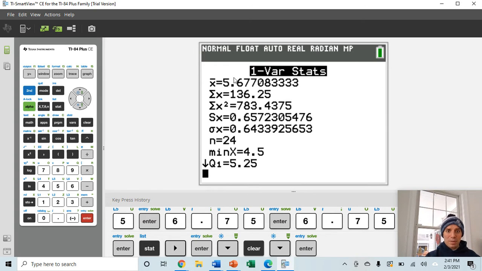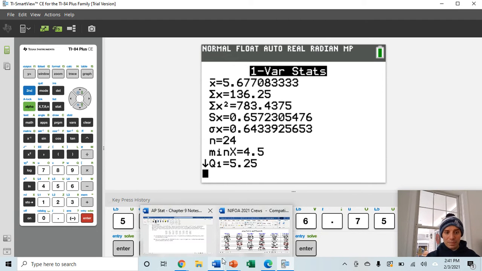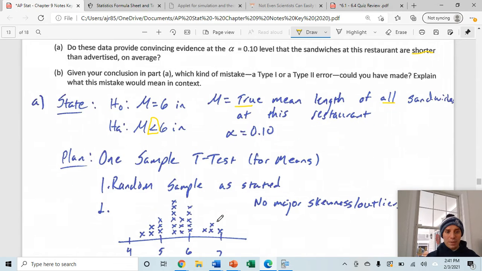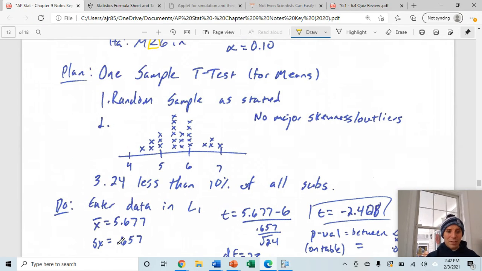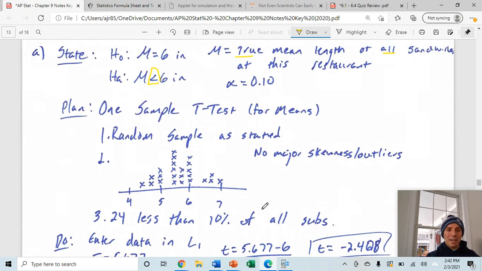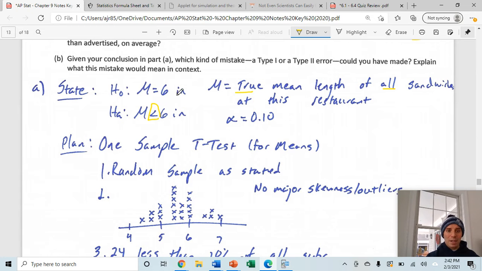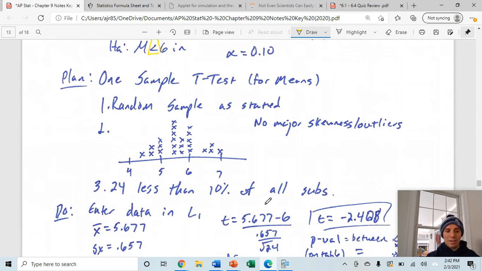You'll get your mean, 5.677. And we were looking for Sx, which is 0.657 in here. If you were to do this by hand, and then I'll show you how to do it on the calculator. So if we were to do this by hand at this point, we have our sample mean, we have our sample standard deviation. We can find our t-test statistic by taking the sample mean, 5.677, minus the hypothesized mean of 6, divided by the standard deviation over the square root of n. So 0.657 divided by the square root of 24.